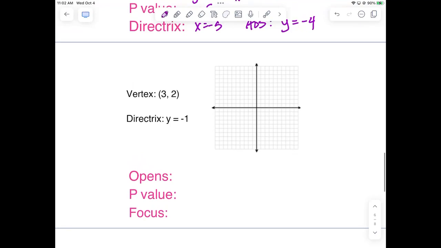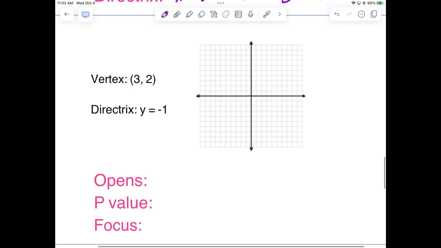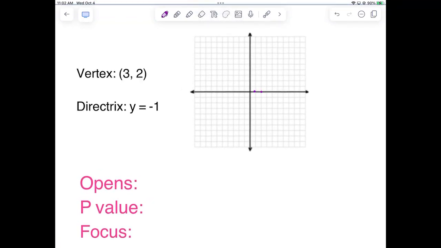All right, so we've seen 3 parabolas now that open sideways. Let's try the next one. Let's do this one together because it's a little bit different. Now it tells us the vertex is at (3, 2). 1, 2, 3, 1, 2. So there is your vertex. I'll label it as V. And the directrix is at y equals -1. So here's y equals -1.